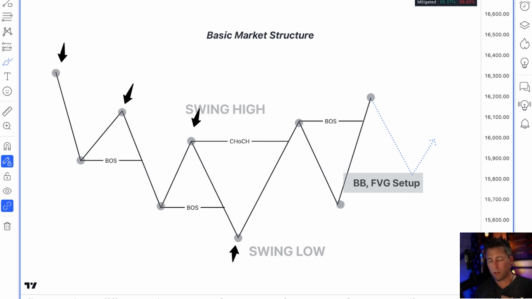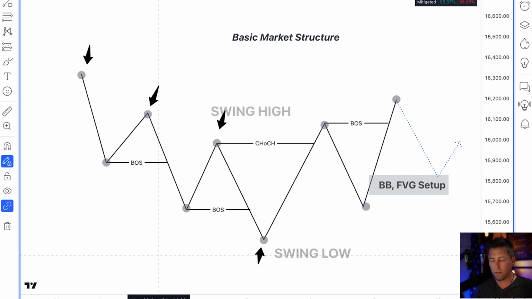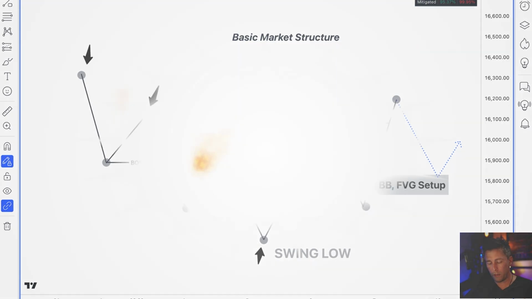The reason I start here is because I think that this is very easy to understand. Now you know what a break of structure is. You know what a change of character means from a basic level. But this isn't realistic. This isn't a realistic chart of what price is going to look like. So what we're going to do is go over to a more realistic chart. So bear with me here.